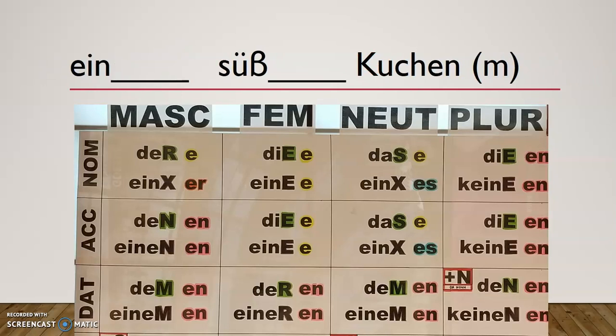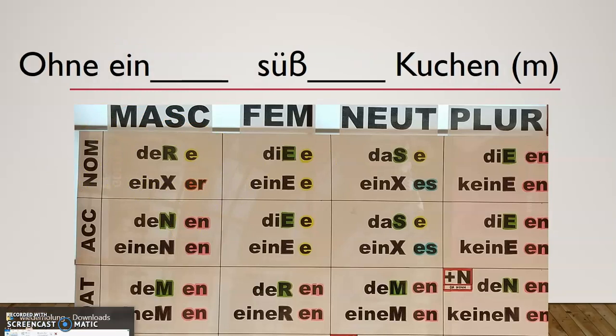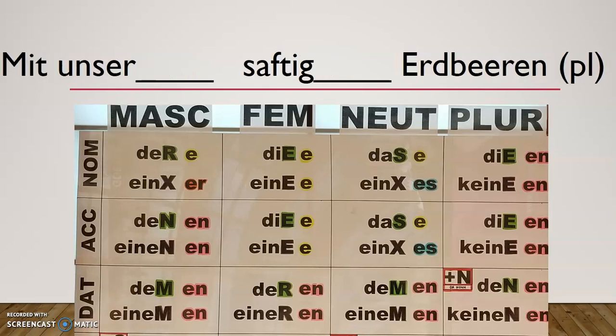Let's try another one. A sweet cake. Okay, so we know this is masculine, it is nominative, so we look at masculine nominative, we get ein süßer Kuchen. Now what about this one? We have ohne that comes before it, which makes it accusative. So accusative, masculine, is going to be ohne einen süßen Kuchen, without a sweet cake.